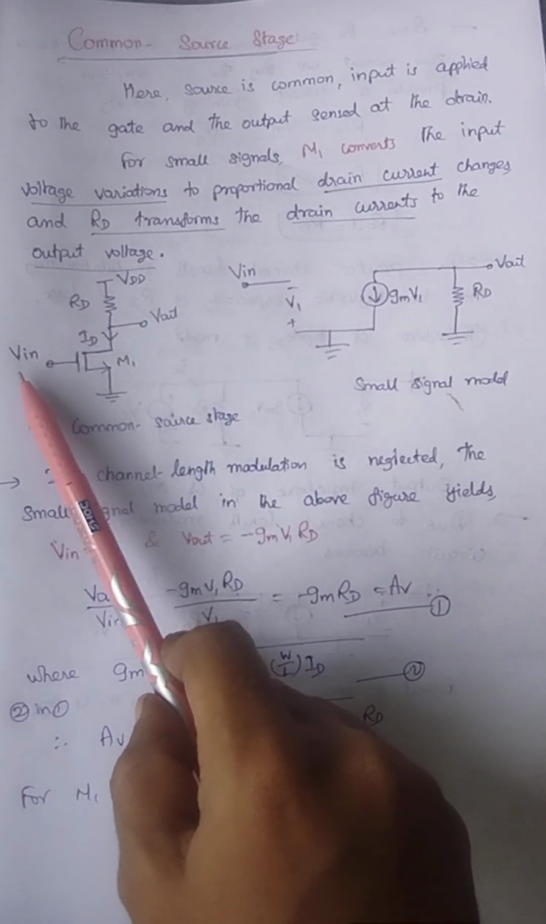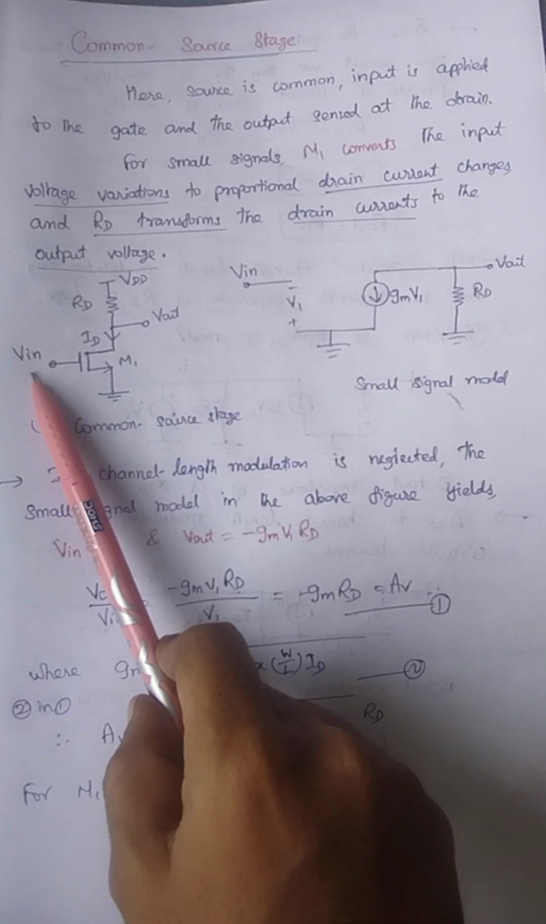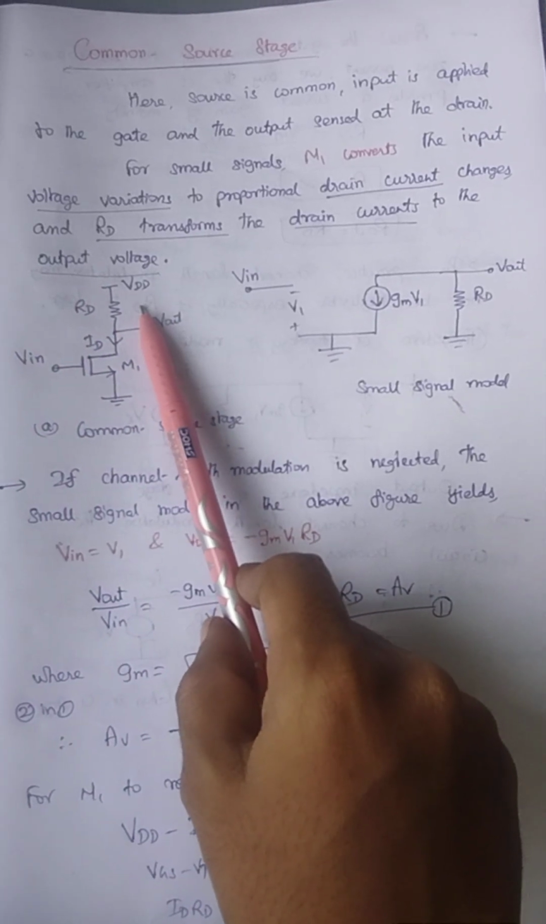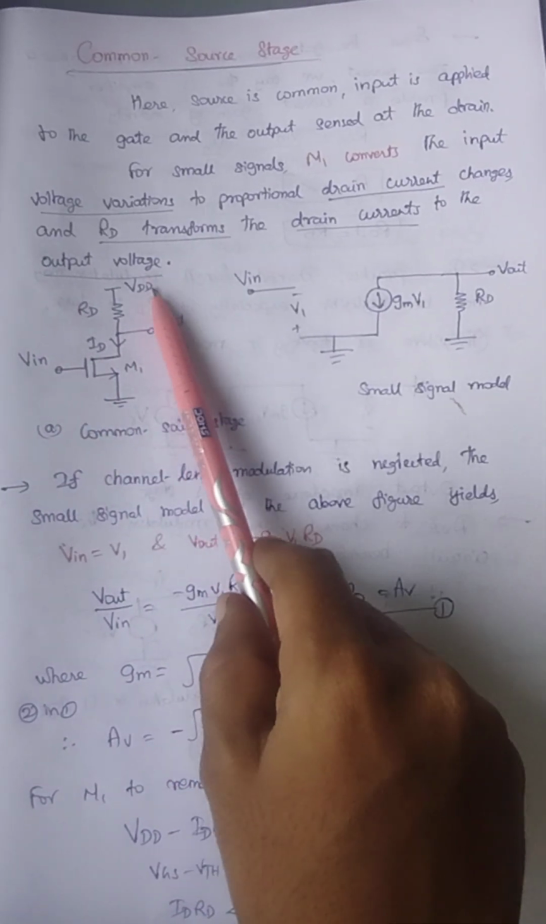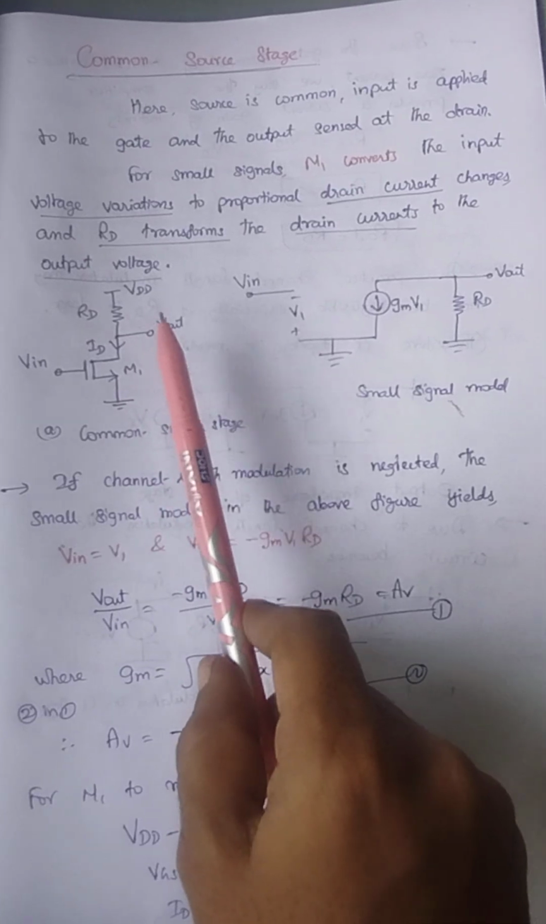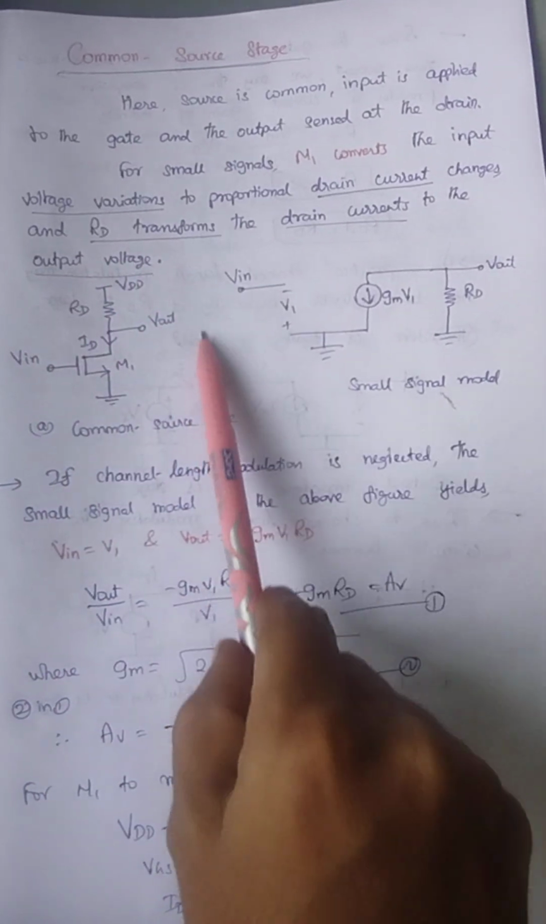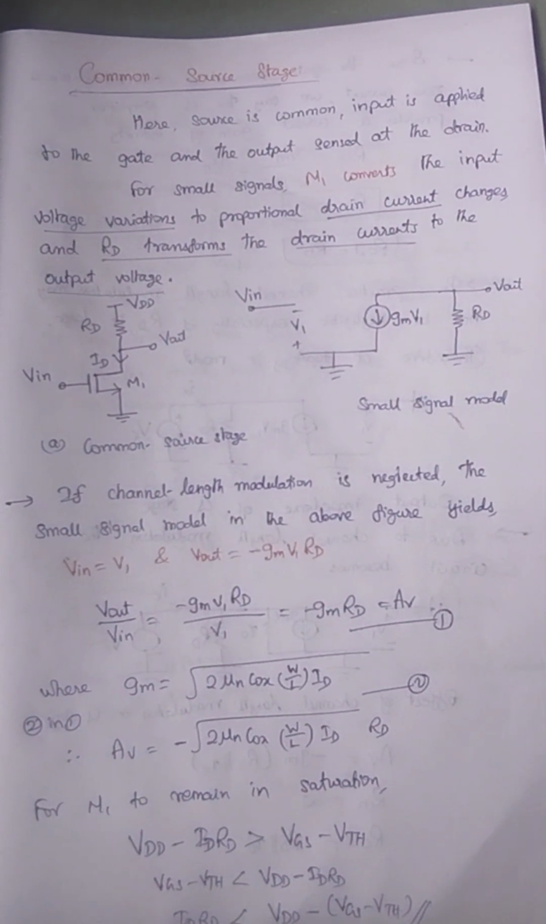Here M1 converts the input voltage variations to proportional drain current, and RD transforms the drain current to the output voltage Vout. So this is the diagram for common source stage.